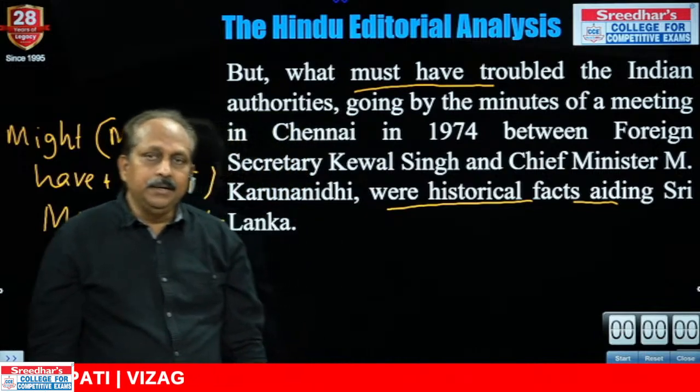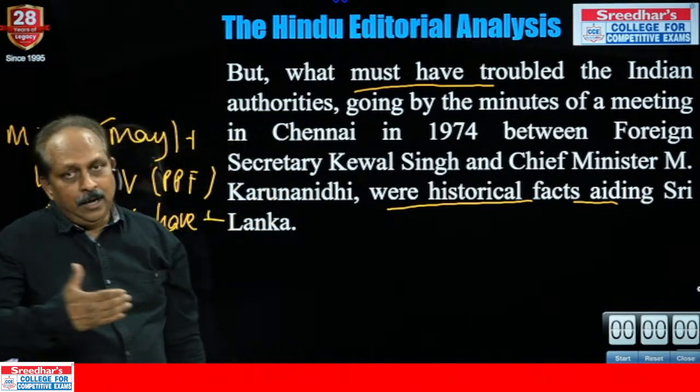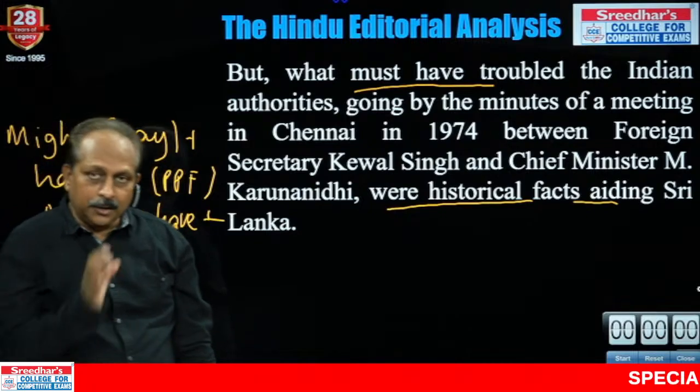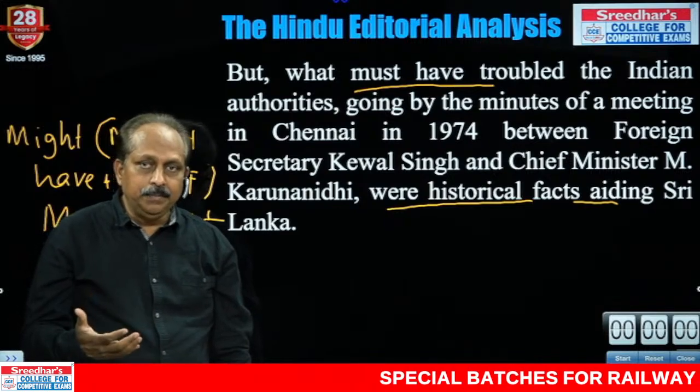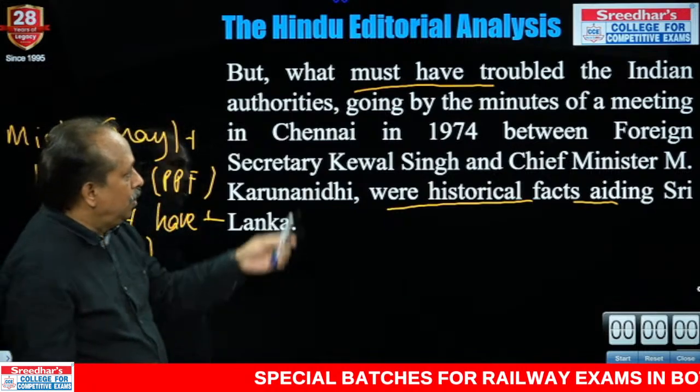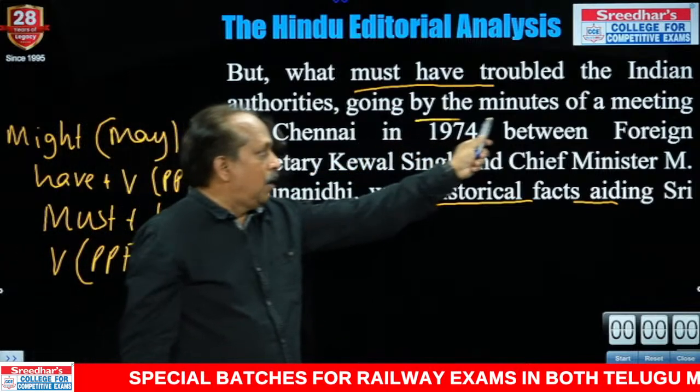What does it mean? Something went in favor of Sri Lanka, and that troubled Indian leadership. What must have troubled Indian leadership, and when did they come to know? They were going by the minutes. How did they come to know?